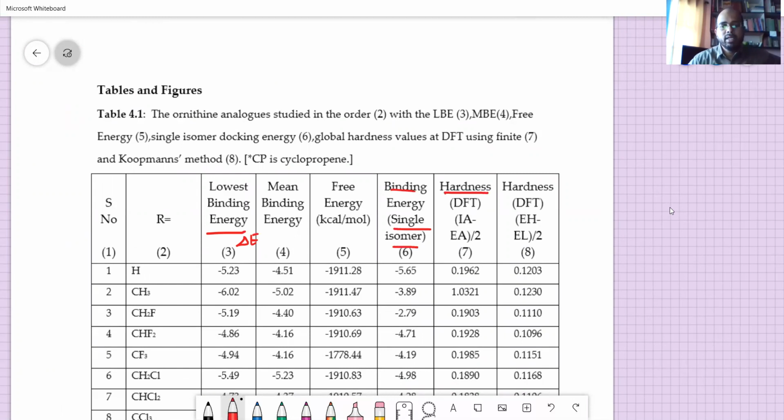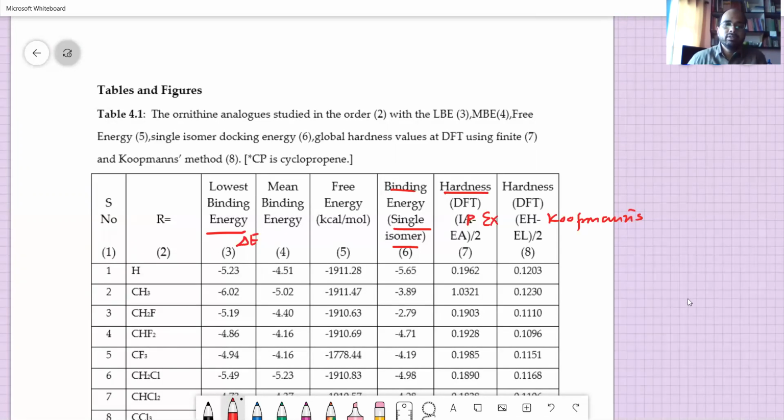Hardness has been calculated by the formula: ionization potential minus electron affinity, that is IP minus EA by 2. In DFT it is E LUMO minus E HOMO by 2. This is the hardness that is calculated by the general, exact method. And this is Koopmans' method, in which, again I am telling you, Koopmans' theorem takes the orbital energy as the direct ionization energy. That is, the E HOMO is taken as the ionization potential, and the electron affinity is taken as the energy of the lowest unoccupied molecular orbital.